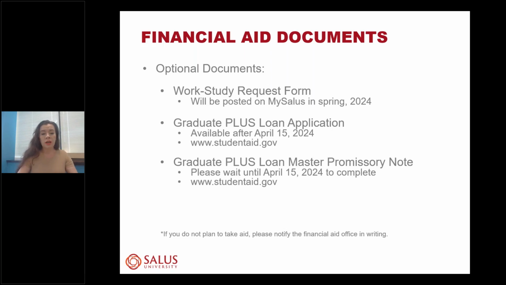You'll also want to apply for the Graduate Plus loan, if that's something you're looking for. That loan has its own application, and that's not available until after April 15th. And again, I'm going to talk a little later about when it makes sense to apply for that loan. If you are planning on using it, you really shouldn't apply until later in the summer. And that Graduate Plus loan will also require its own master promissory note.